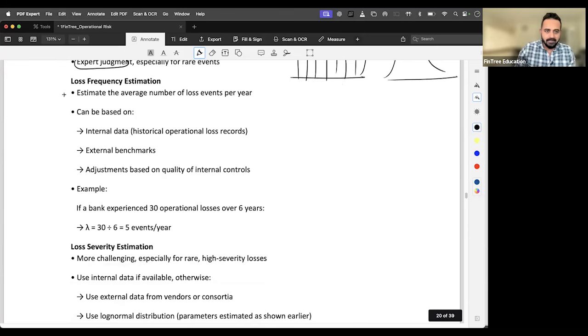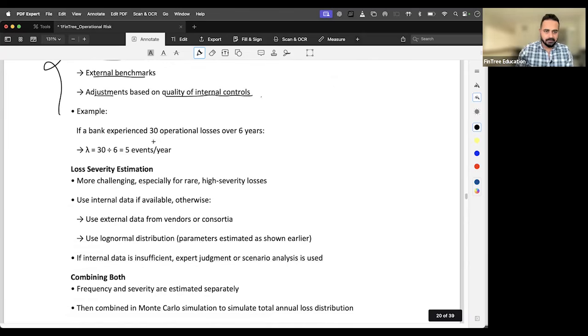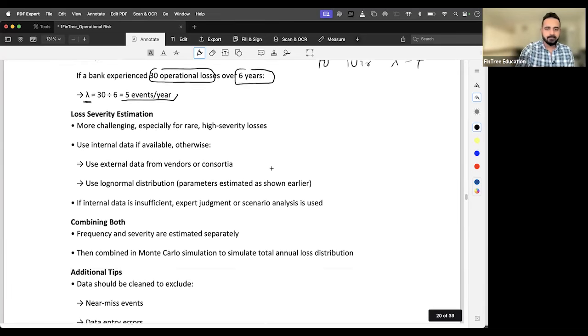Now, loss frequency can be based on internal data, external data, and can be adjusted based on quality of internal controls. For example, if a bank experienced 30 losses over 6 years, then what is their annual run rate? Annual lambda becomes 5 events a year. Getting the hang of it? If a bank had 70 losses over 10 years, lambda becomes 7 losses a year. That becomes the mean of your Poisson distribution.